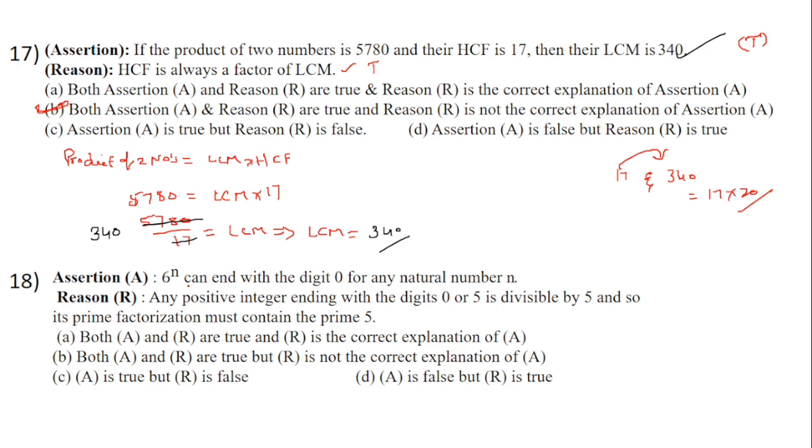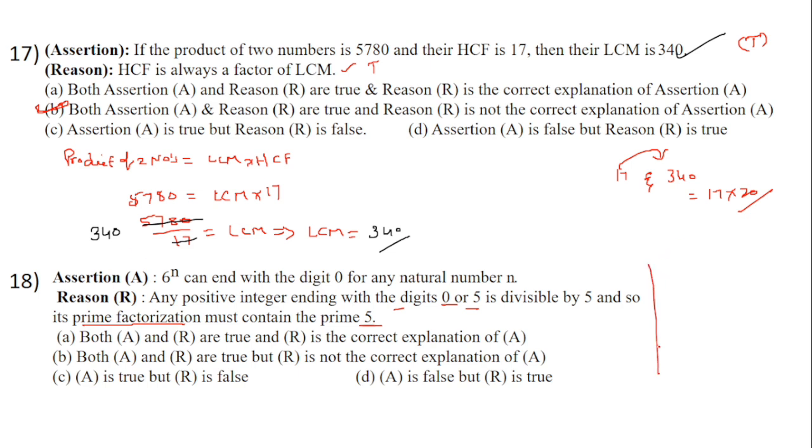Now come to the next question. Assertion: 6 power n can end with digit 0 for any natural number n. Reason: Any positive integer ending with the digit 0 or 5 is divisible by 5. Yes, here we need to check whether 6 power n can end with 0 or not. Here they have given that if any number ends with 0 or 5, its prime factorization consists of 5.